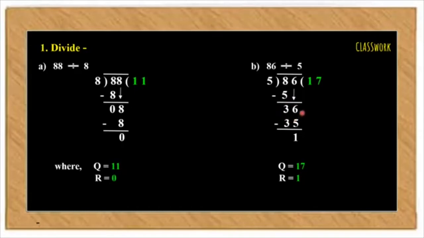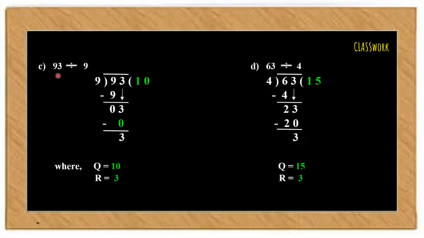In the table of 5, we know, children, that 36 is not found. So, we move on to finding a new number which is just smaller than 36 in the table of 5, such that 5 multiplied by 7 is 35. When we subtract 36 and 35, we get 1 as the answer, which becomes the remainder in this case. Therefore, children, the quotient here is 17 and the remainder is 1.